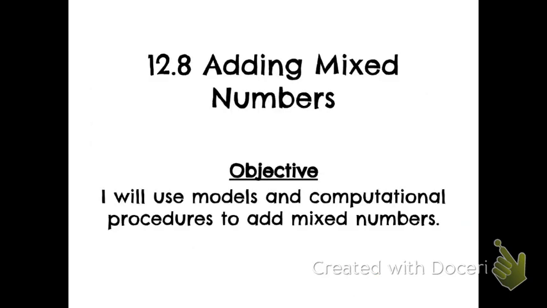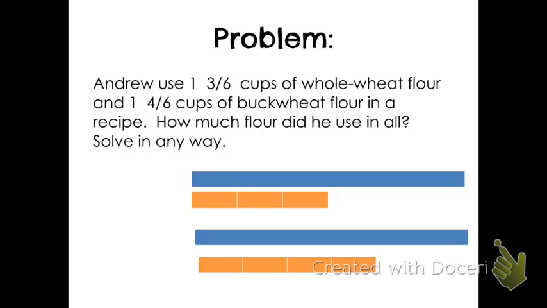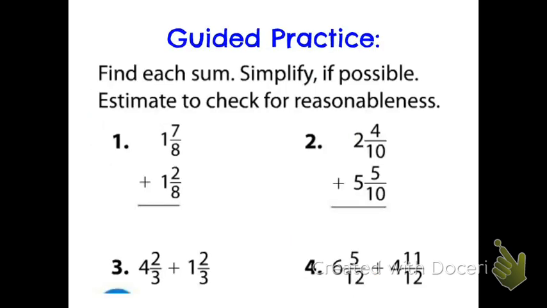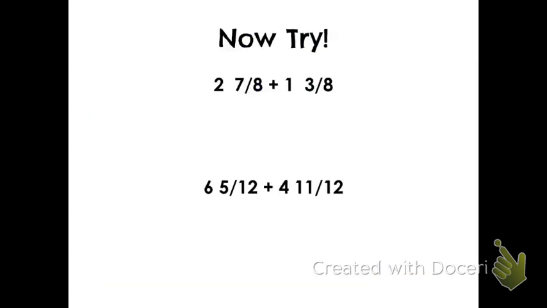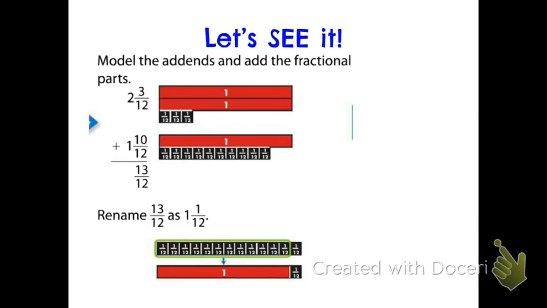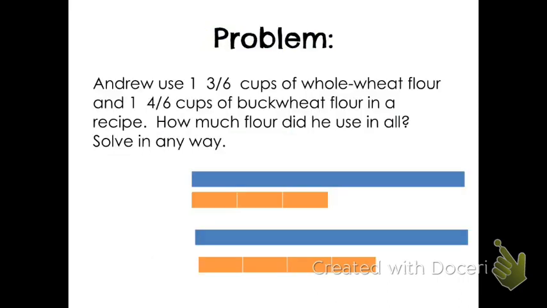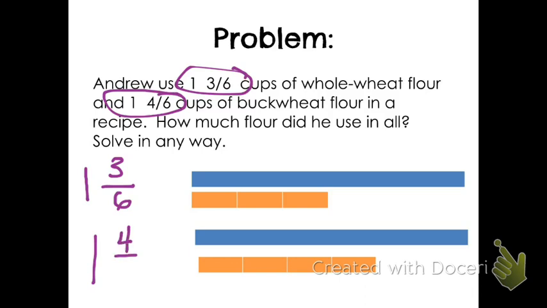this problem right here, which says Andrew uses 1 3/6 cups of whole wheat flour and 1 4/6 cup of buckwheat flour in his recipe. How much flour did he use in all? Solve in any way. Well, when we are looking at this, we're going to use this visual to help us. In your notes, I would like for you to go ahead and write down our two mixed numbers that we're working with. So we have 1 3/6 and 1 4/6.